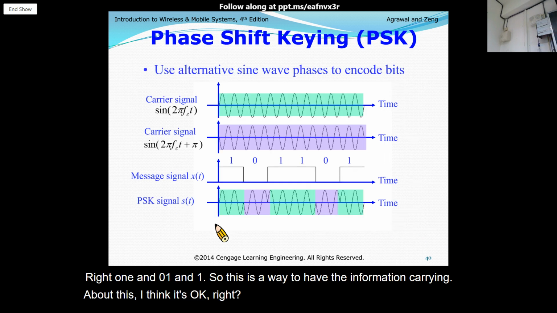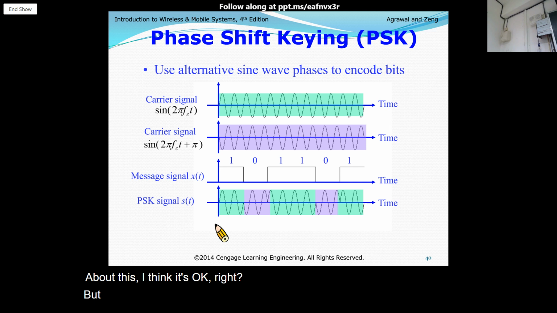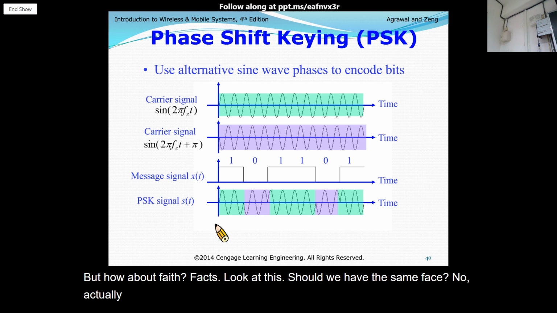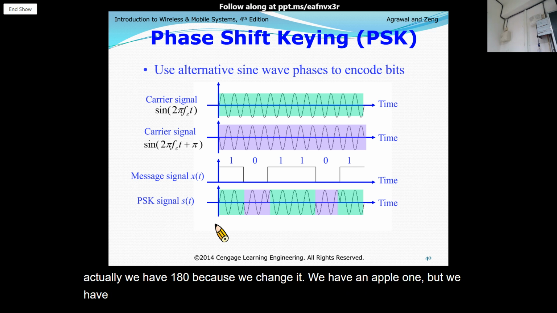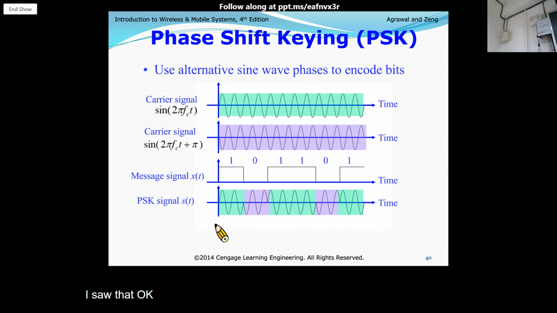But how about phase? Phase, look at this. Should we have the same phase? No. Actually, we have 180 because we change it. We have an upper one, but we have a downward one, so of course we have the phase change of pi. And so that, oh, okay, this is phase 1 and this is phase 0.